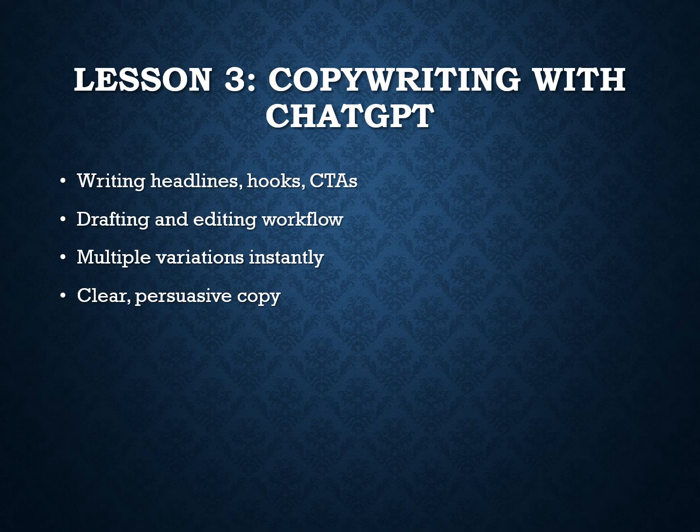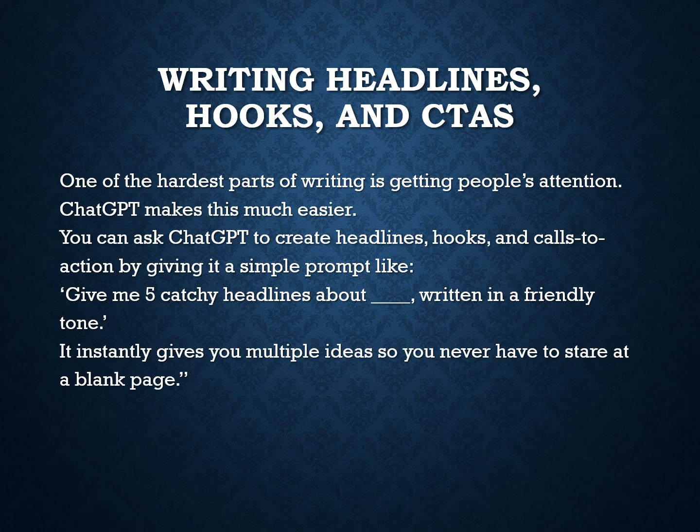Lesson 3. Copywriting with ChatGPT. In this lesson, we'll be discussing writing headlines, hooks, CTAs, drafting and editing workflow, multiple variations instantly, and clear, persuasive copy. One of the hardest parts of writing is getting people's attention. ChatGPT makes this much easier. You can ask ChatGPT to create headlines, hooks, and calls to action by giving it a simple prompt like, "Give me 5 catchy headlines about whatever topic you're writing about, written in a friendly tone." It instantly gives you multiple ideas, so you never have to stare at a blank page.